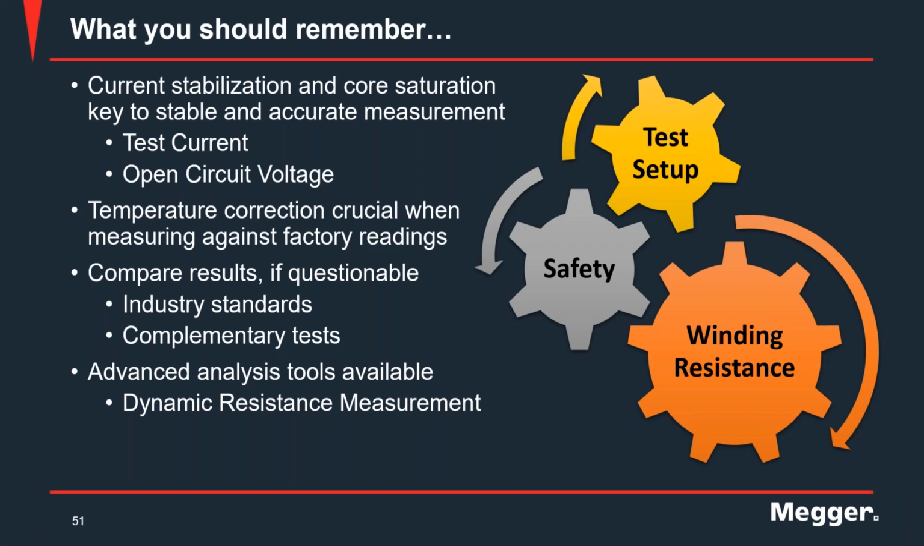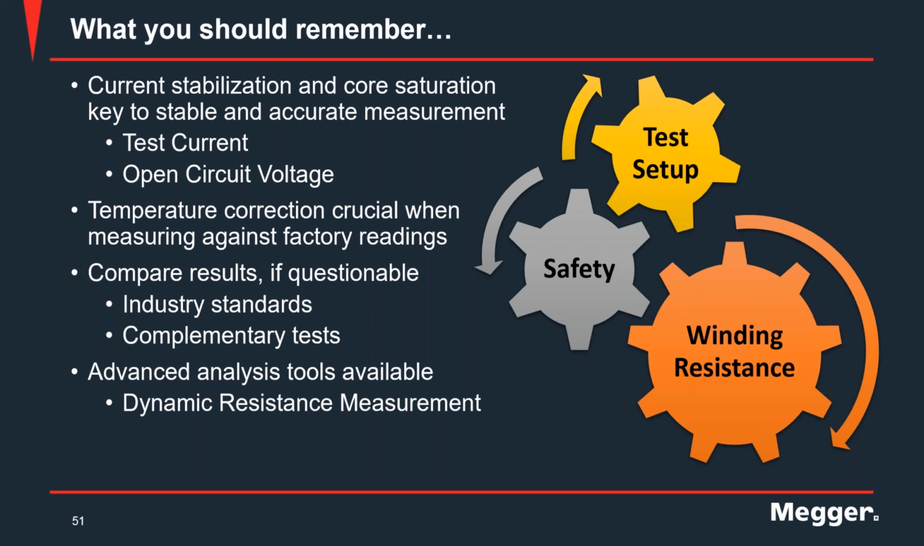So what should be your key takeaway from our discussion today? Remember that you are using current stabilization and core saturation to get accurate and repeatable winding resistance measurements. For that, you need to make sure you're using the amount of test current and the open circuit voltage in the best possible way in order to get good quality measurements. And remember that whenever you are comparing historical results or factory data, using temperature correction is very important to make a fruitful comparison. And if you find yourself in a situation where your results are questionable or out of specification, always remember to review what industry standards recommend and perform any complementary testing to corroborate or deny the issue. And advanced analysis tools are available, such as dynamic resistance measurement, if you want to further understand and go deeper into the operation of tap changers.